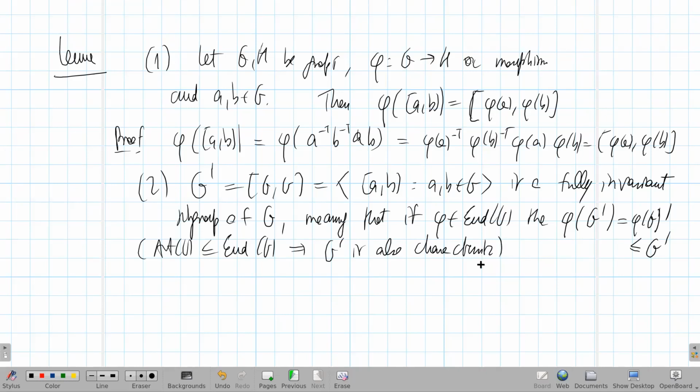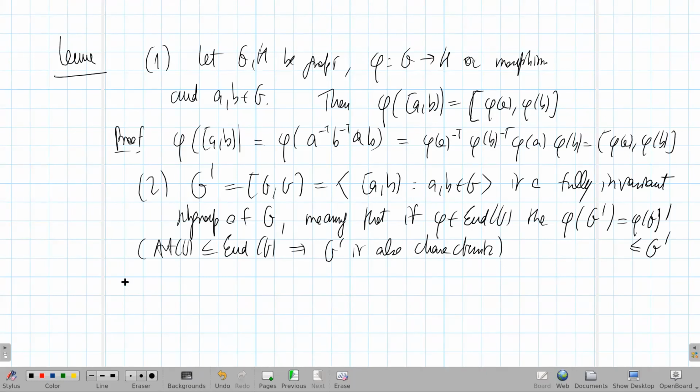But there is an exercise that I will state in a second. You see, the center of a group is characteristic in the group, but the center is not necessarily fully invariant. I'll state the exercise in a second. So the center is weaker from this point of view with respect to the derived subgroup. There is a reason for that, but a deeper reason.